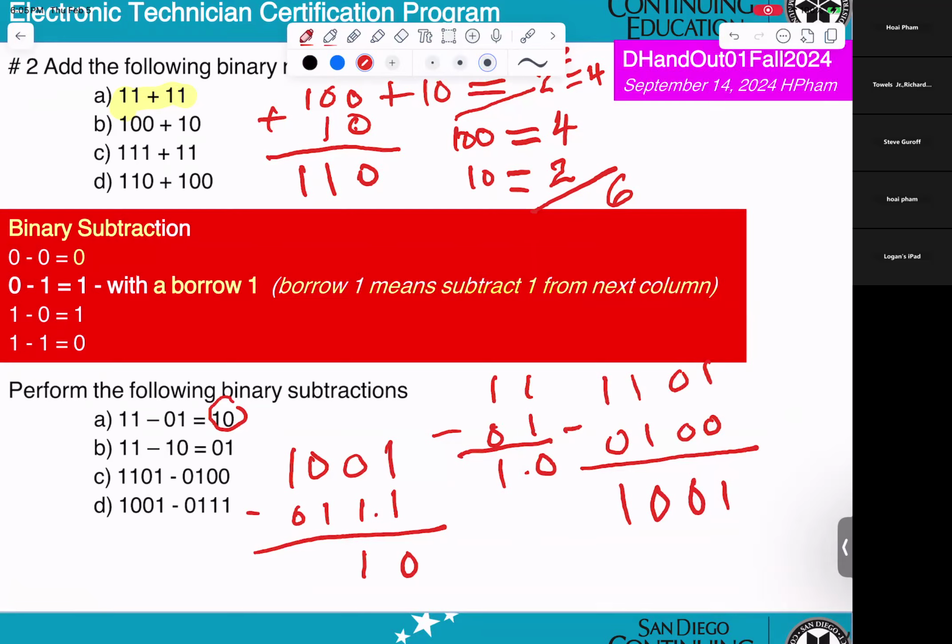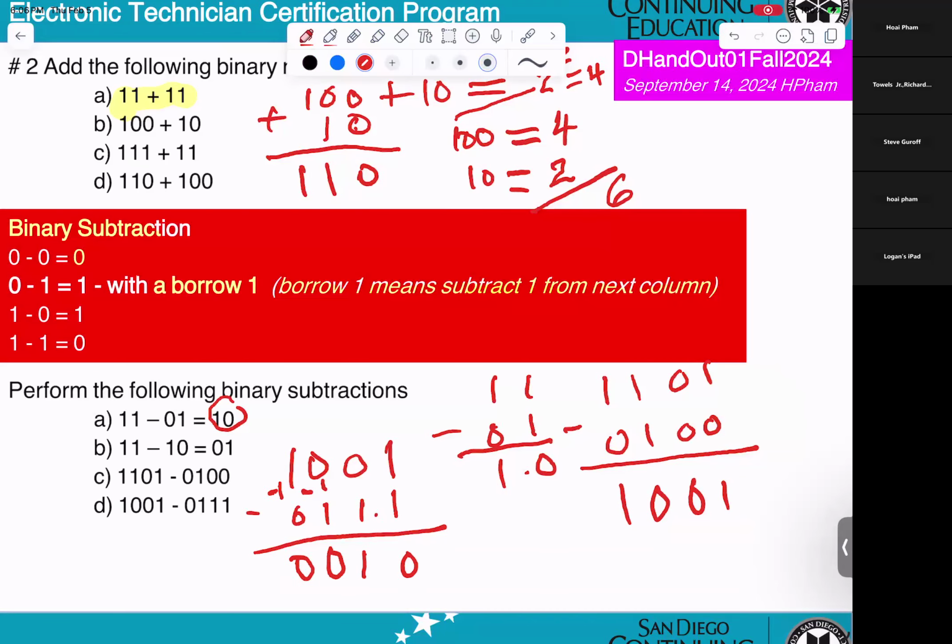You have to subtract 1 from the next column. That means now you have to subtract 1 in here. Okay, so 0 minus 1, and you get a 1. However, still subtract 1. Okay, 0 minus 1, you get a 1. 1 minus 1, you get a 0. Still subtract 1, minus 1 from here. 1 minus 1, 0. 0 minus 0 is 0.